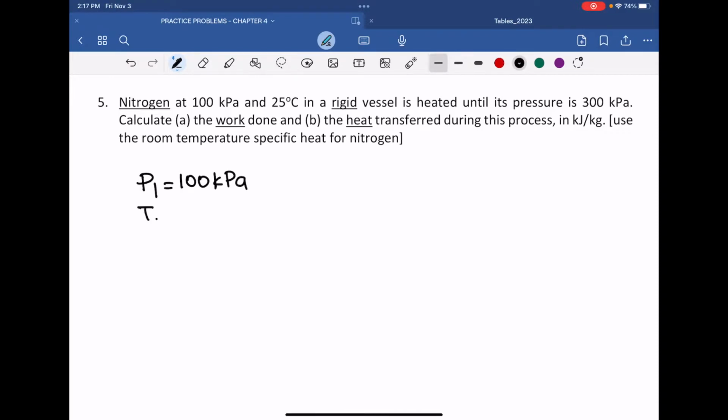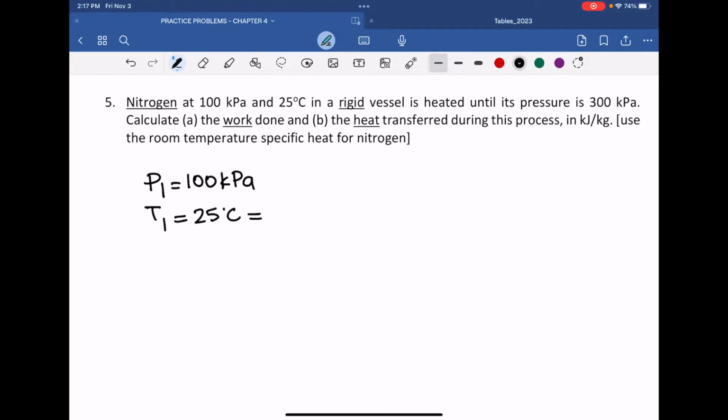They give me the temperature. And then they also talk about the rigid vessel. So I understand from that statement that the volume doesn't change. Specific volume doesn't change either because the mass is the same. And they also tell us pressure becomes 300 at the second state.